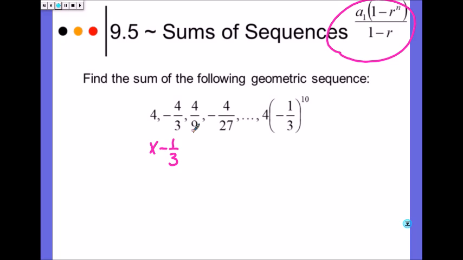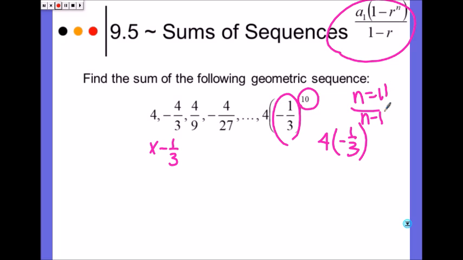So for the series, there are how many terms? When you write the explicit rule for a geometric sequence, it's the first term times the ratio right here, negative 1/3, raised to n minus 1. But here, the last term is 10. That means n equals 11. So this is the 11th term. So now let's plug into the formula.